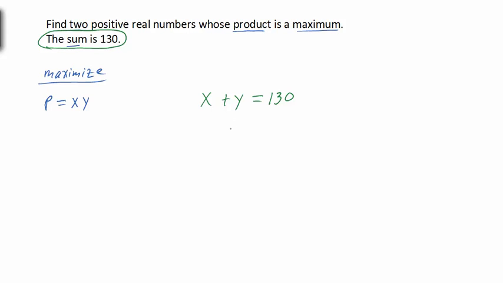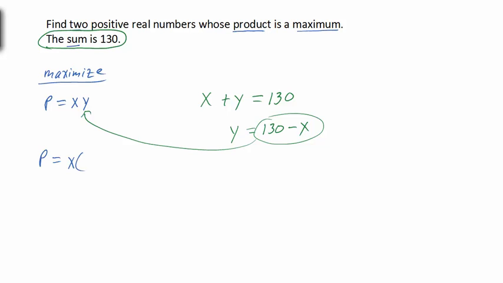Well, now we can simply solve for either variable. It doesn't matter. I'm going to solve for y, so that means we need to subtract x. So we would have 130 minus x. Now, the reason we solve this for y is that we can take this value 130 minus x and substitute that in over here in place of the y. So when we do that, we have p equals x times y. Well, instead of y, we're going to write 130 minus x because we know 130 minus x is equal to our y.